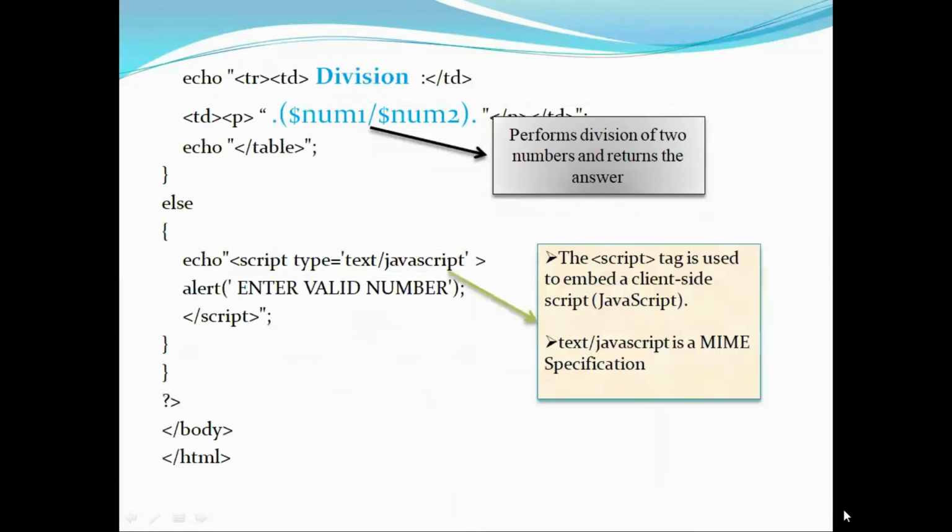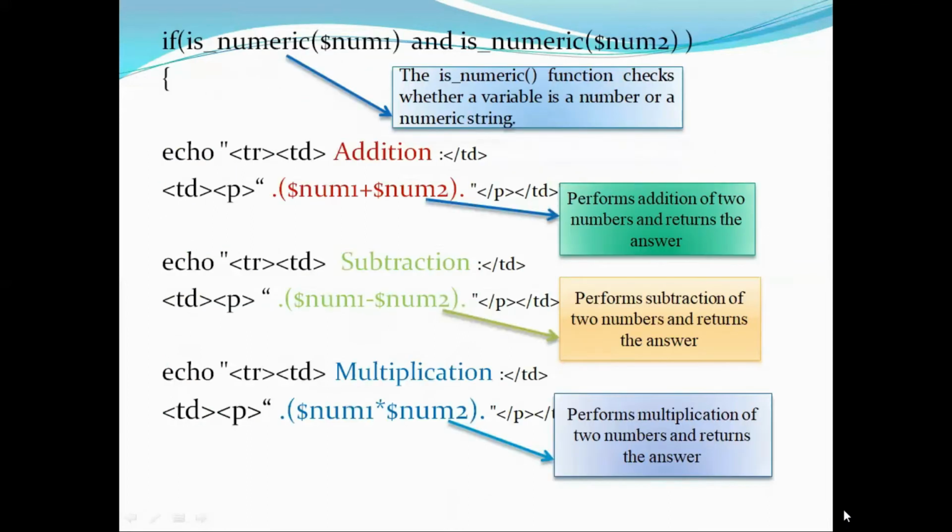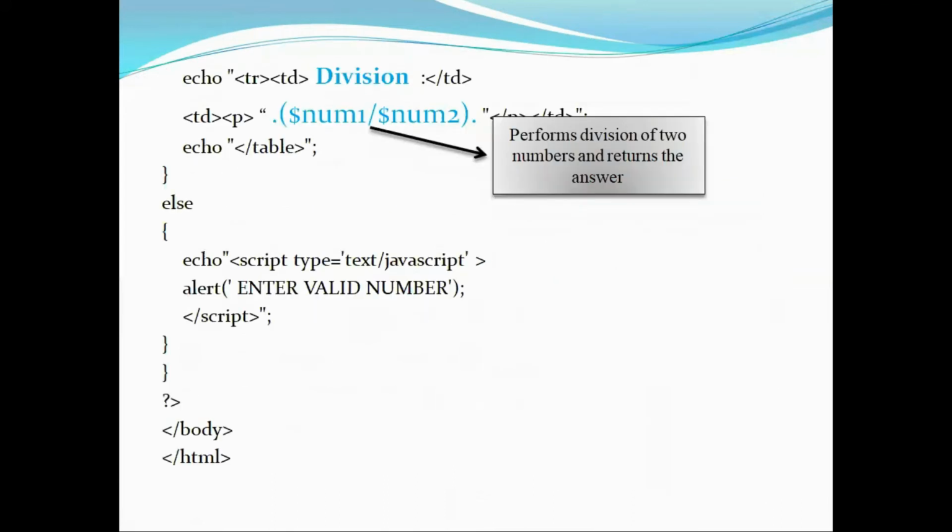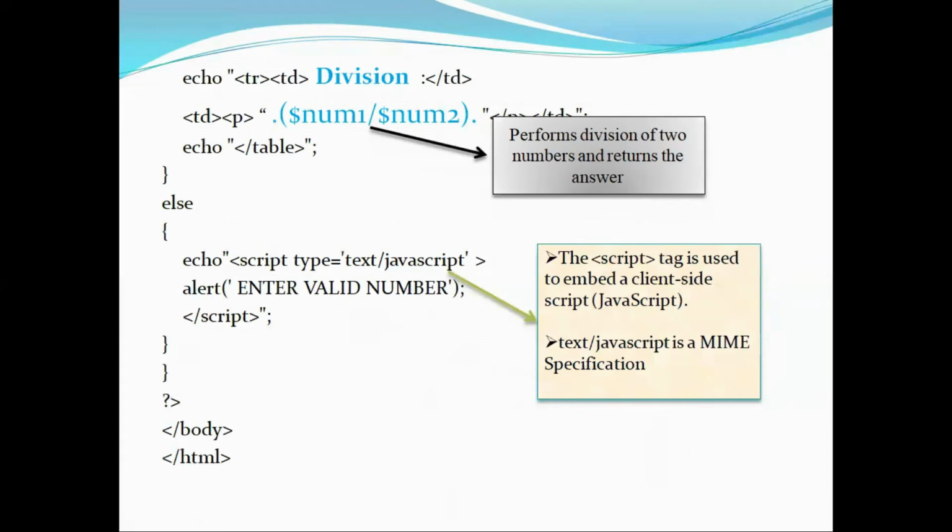After that we need to close the table tag. Another thing is that in this condition we are checking whether the given inputs are numbers or not. If they are numbers, we perform the basic operations of a calculator like addition, subtraction, multiplication and division. If the condition is false, we need to print an error message, such as enter a valid number, whenever the input entered is an error.